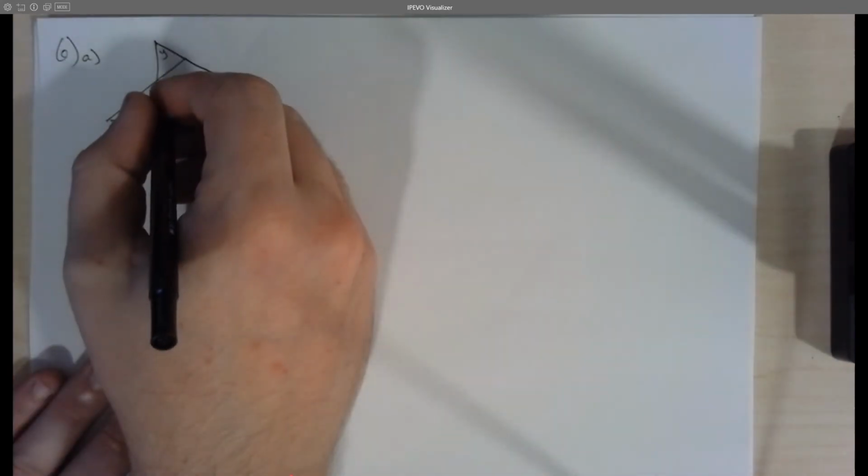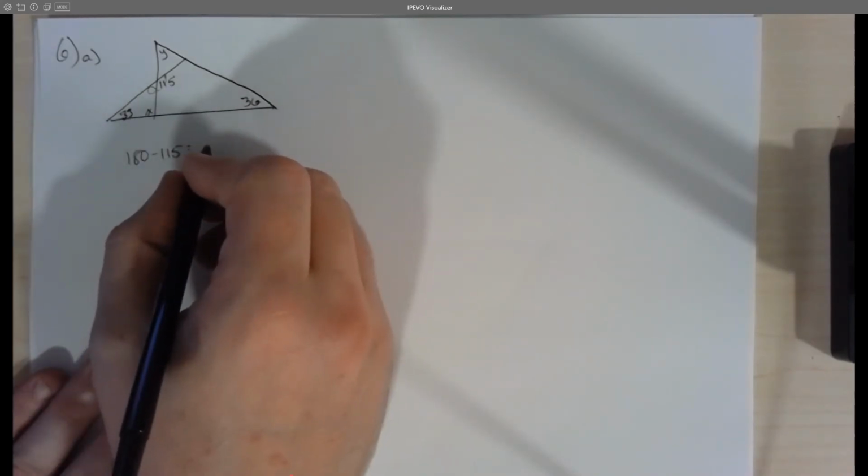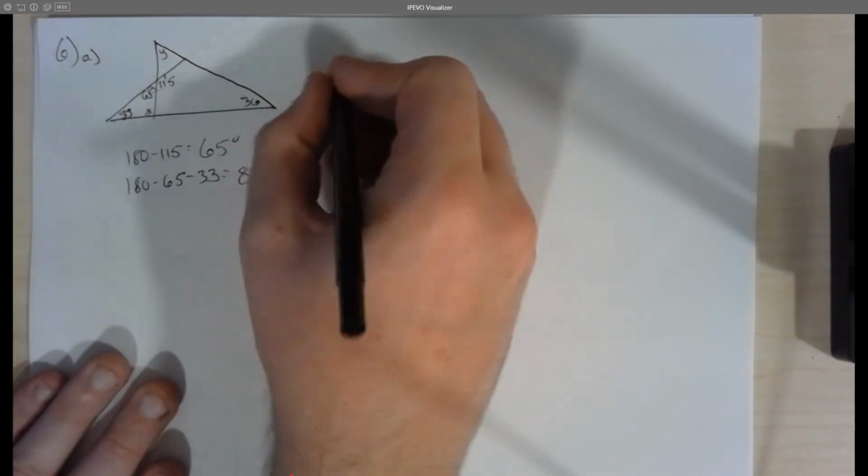Okay, so first things first, if this is 115, then we can figure out this angle pretty easily, because 180 minus 115 is going to be that other interior angle, which is going to be 65 degrees. 65 degrees is this interior angle. To figure out this x, that would be 180 minus 65 minus 33. So 180 minus 65 minus 33 is 82 degrees, and that's our x value. So x equals 82 degrees.